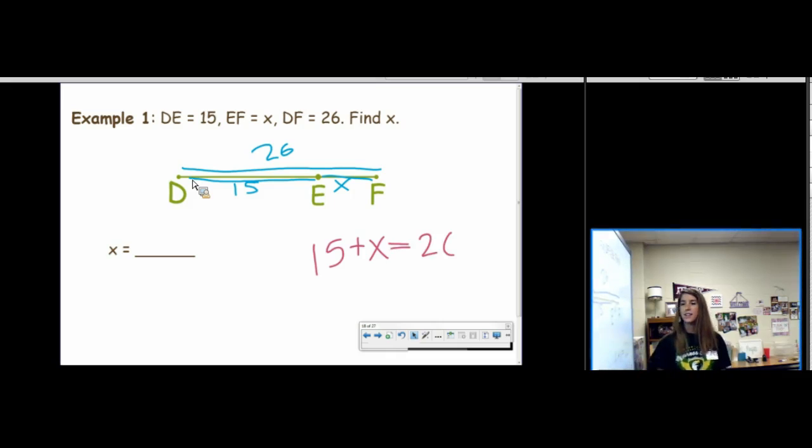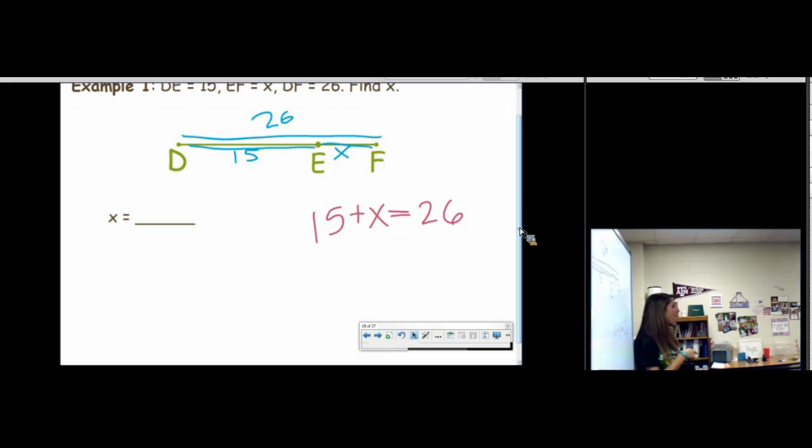Equals 26. That's so beautiful. You get half your points sometimes for writing the equation, so write that equation. Oh my goodness, now you see why we did something that we did yesterday. What did we do yesterday? Algebra review, we solved for x. Very good. So we need to solve for x.